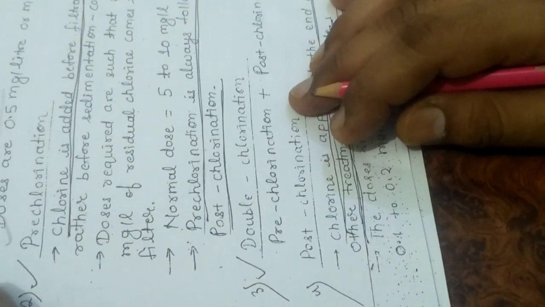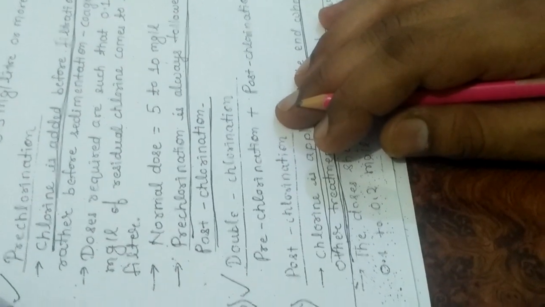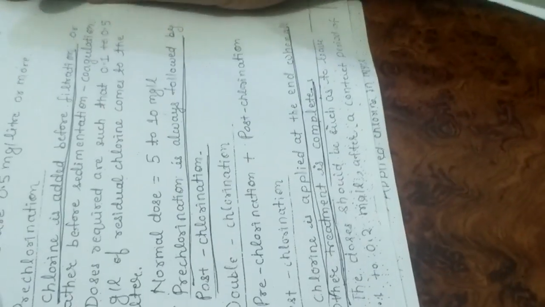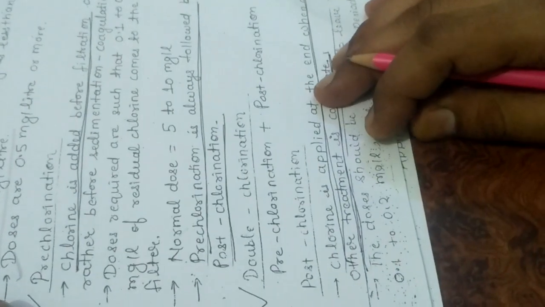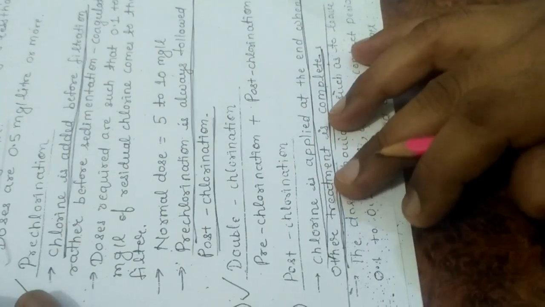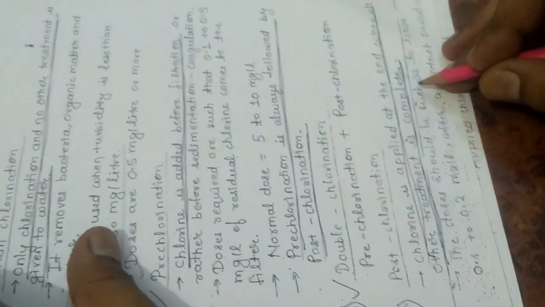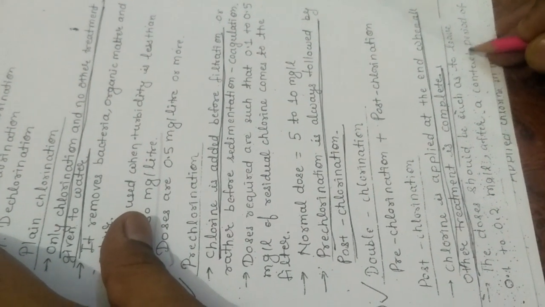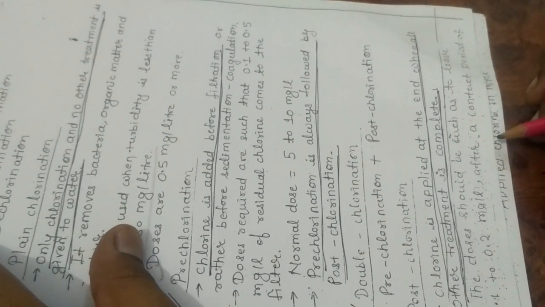Third is double chlorination. Double chlorination means both treatments, pre-chlorination plus post-chlorination. And fourth is post-chlorination. Chlorination is applied at the end when all other treatment is complete. The dosage should be such as to leave 0.1 to 0.5 milligram per liter after a contact period of 20 minutes.